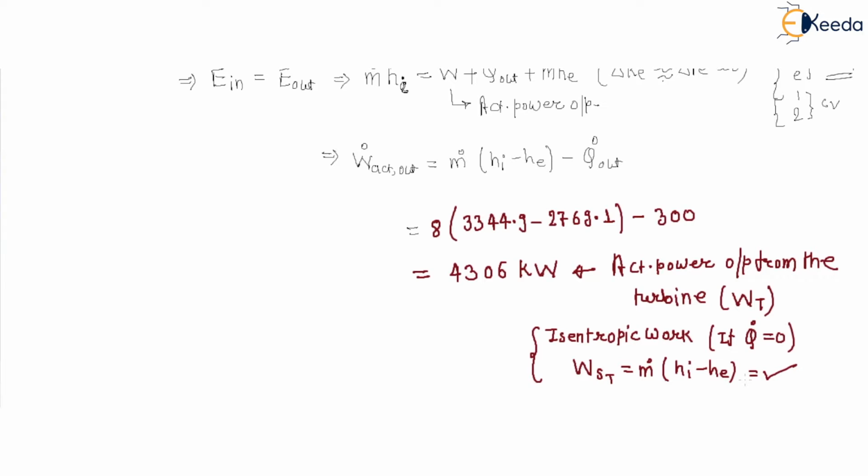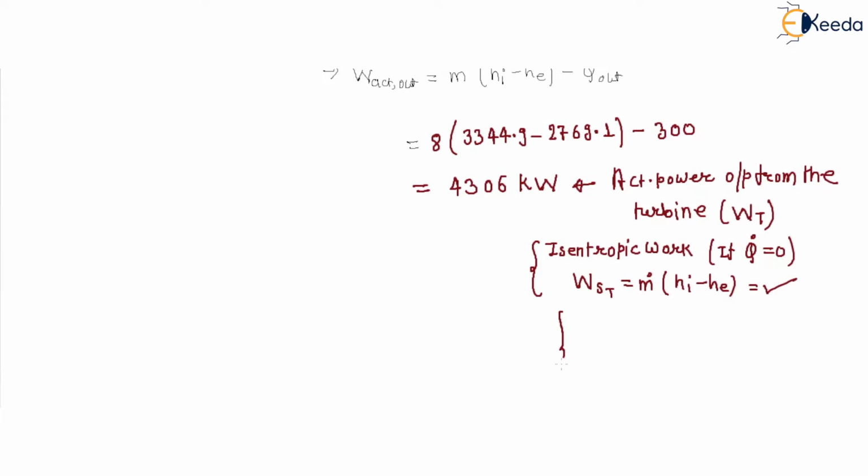The ratio of actual work divided by isentropic work gives the isentropic efficiency of the turbine, right? So this is your isentropic efficiency of turbine.